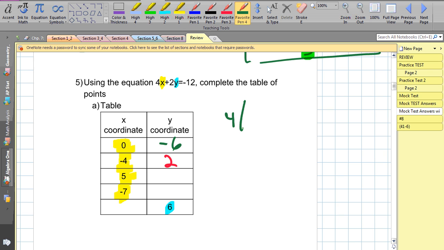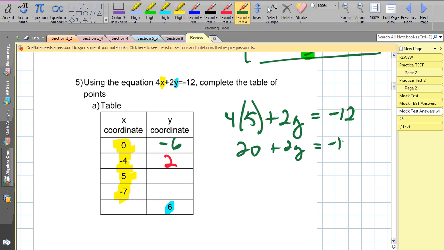The next one in here, it's 4 times 5 plus 2 times y equals negative 12. Well, that's a 20, and the 20 is going to become a negative 20 on the other side. So when it's a negative 20 on the other side, it's going to be a negative 32. So y here turns out to be negative 16.